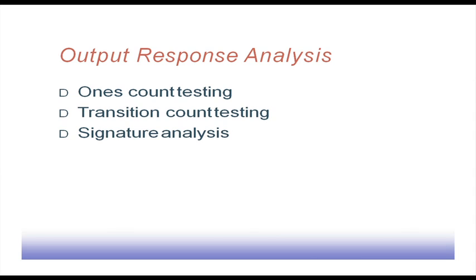Then there can be transition count testing, where we count how many transitions are occurring, that is, a 1 followed by 0, or a 0 followed by 1. So, these transitions can be counted. Or we can have signature analysis, where the whole session will run, and at the end we will have a pattern available in the response analyzer. That is the golden pattern, which will be called the signature, and we will see whether the signature obtained is the same as the golden signature or not.